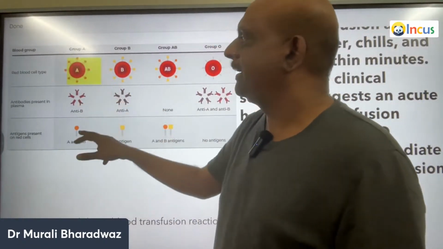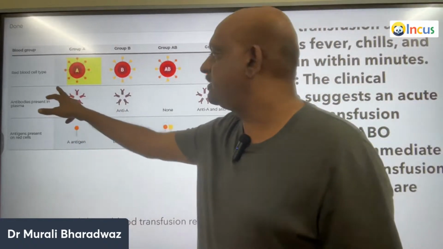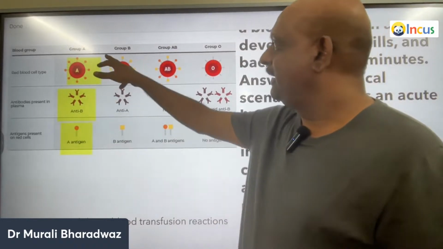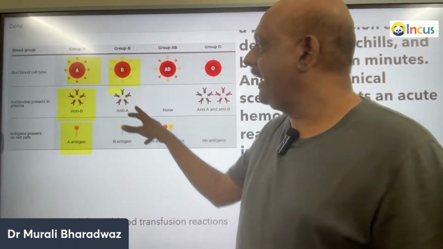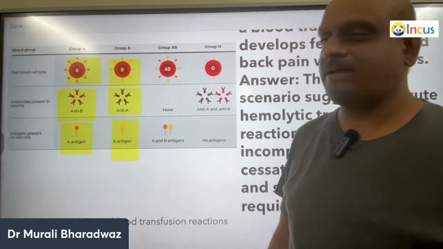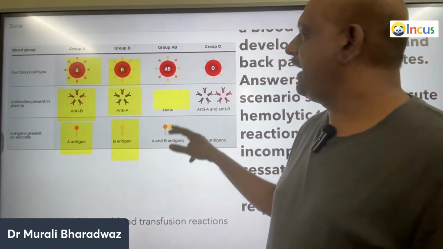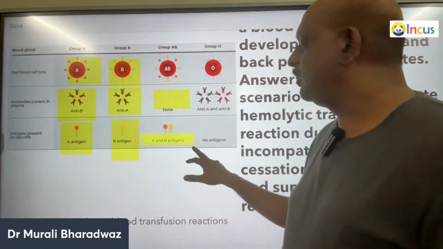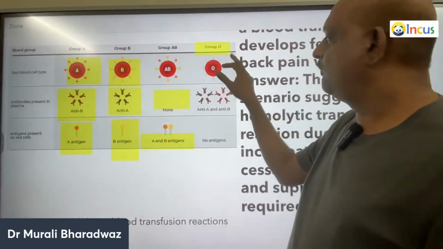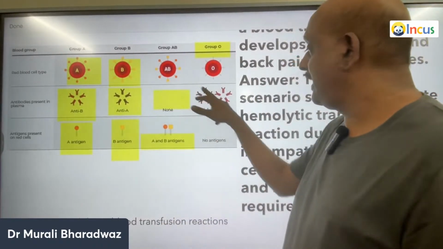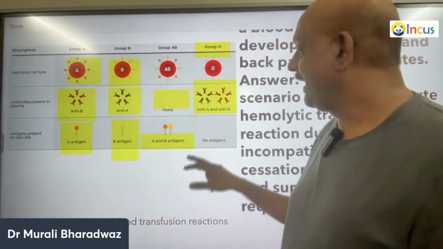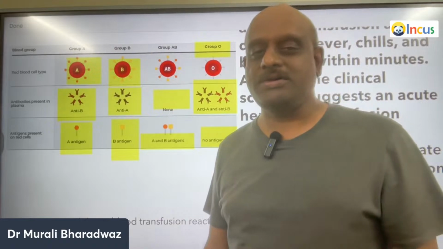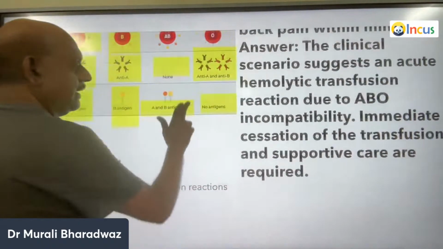So group A guys have antibodies of anti-B and A antigen. Group B guys have anti-A antibodies in plasma and B antigen. Group AB guys don't have antibodies in plasma, they are universal recipients and they have both A and B antigens. Whereas group O have antibodies against both anti-A and anti-B and they have no antigens, neither A antigen nor B antigen. Hence, they are universal donors is what you have to ultimately remember.